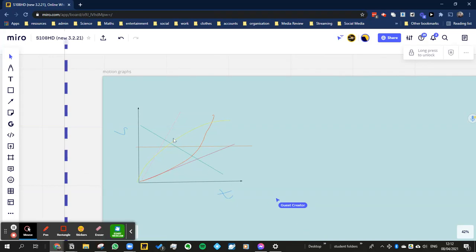So let's look at this. This is a velocity time graph or speed time graph. It's not quite the same. Velocity is not the same as speed, but we're not going to bother talking too much about the difference between the two at this point. So a speed time graph or a velocity time graph.